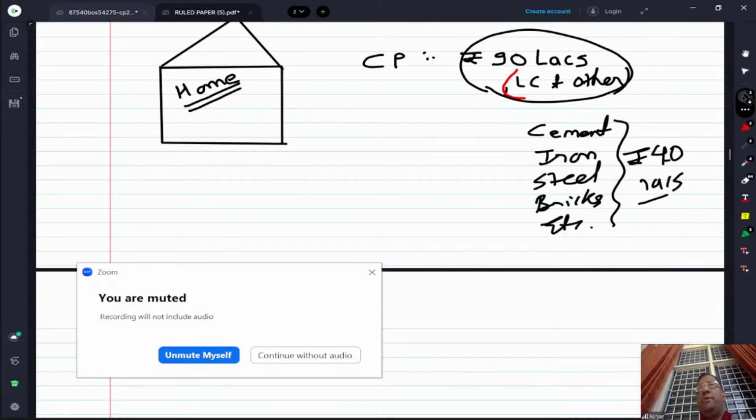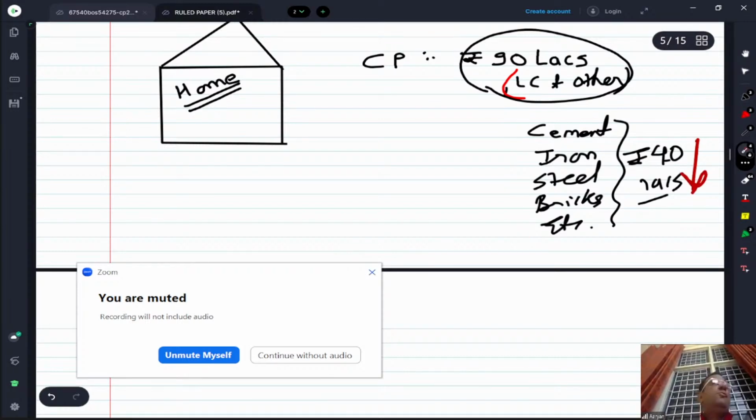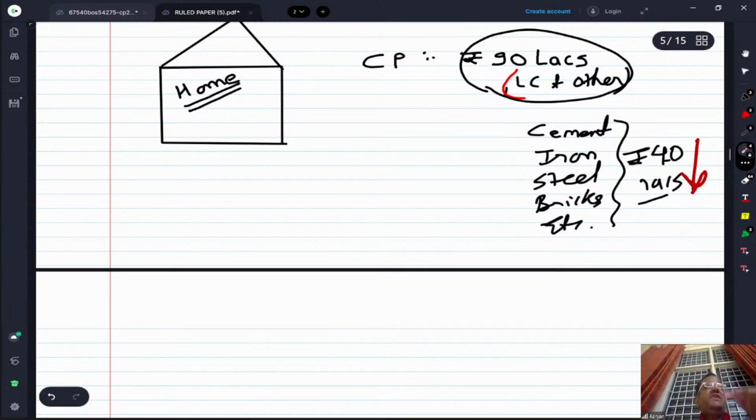Please listen very carefully, beta. If you put efforts in reducing my raw material wastages, definitely my raw material cost will go down with the same quality. If wastage can be reduced, definitely my raw material cost will go down. So let's do a contract in this.